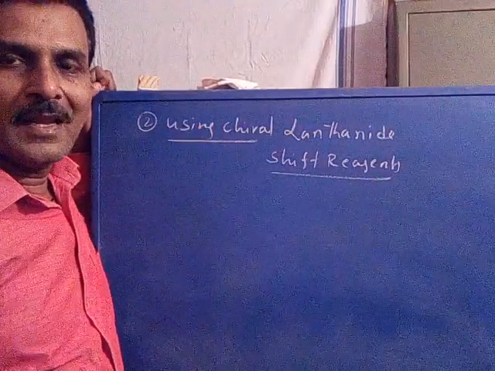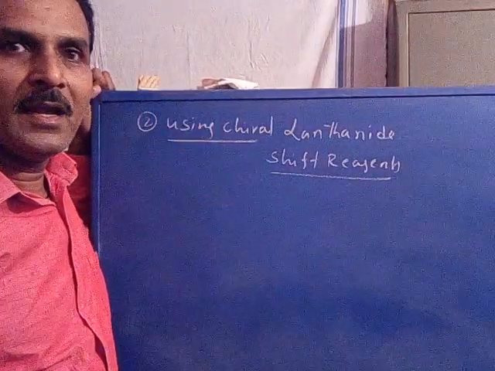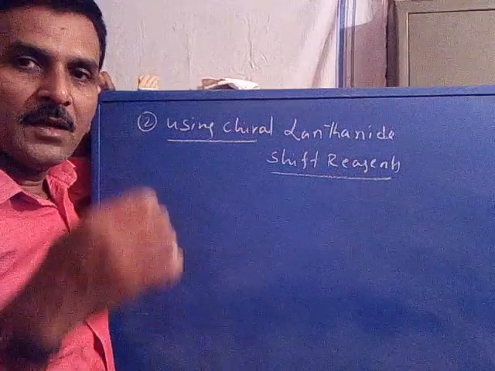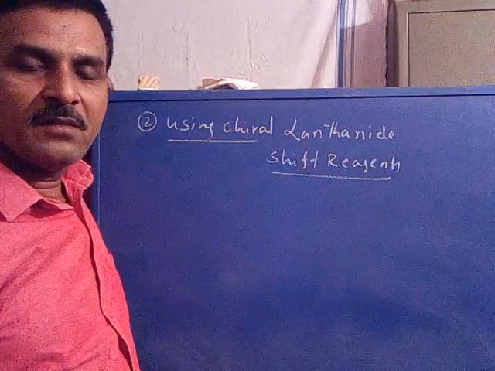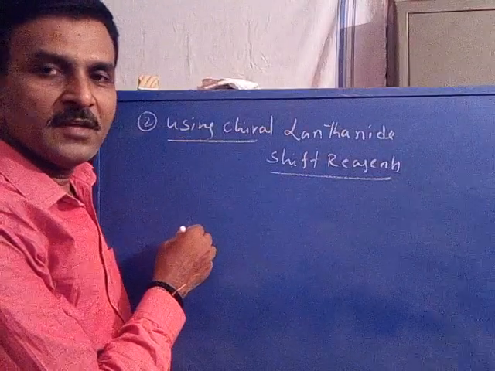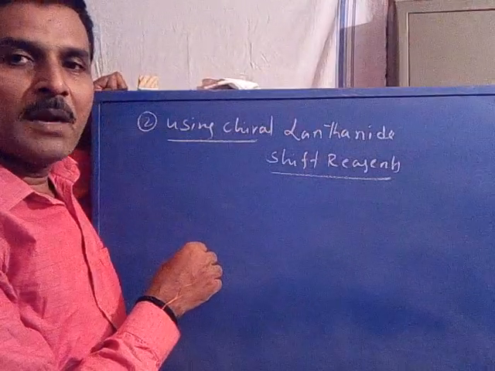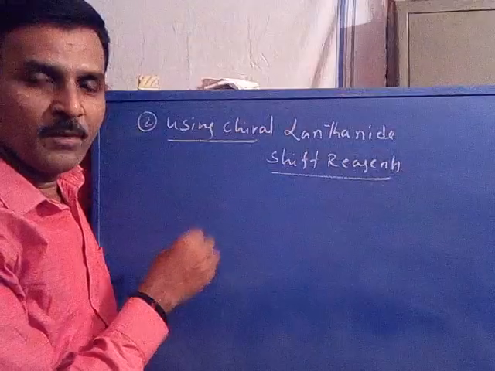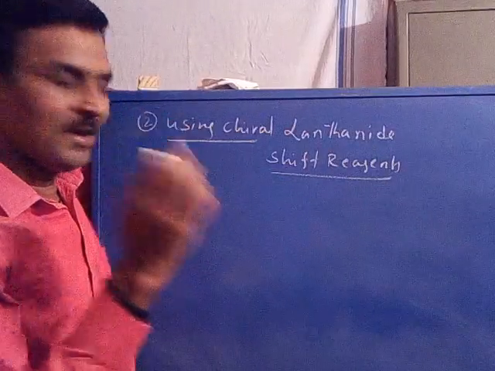Discrimination of enantiomers using chiral lanthanide shift reagents. We discussed in the previous class about the lanthanide shift reagents. What are the lanthanide shift reagents? Beta diketonato complexes of europium or praseodymium. We have seen three complexes.